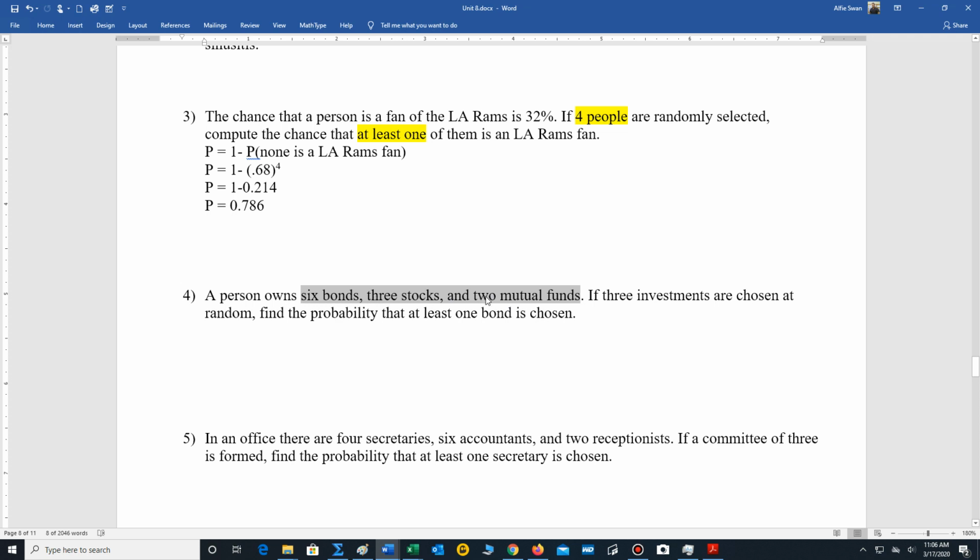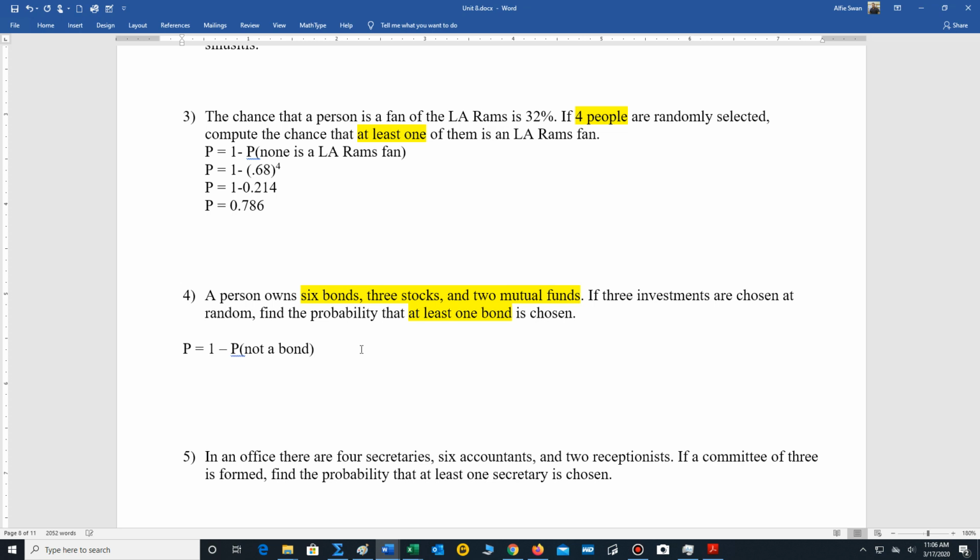That means every time we select an object, we have to remove it from the probabilities. So the probabilities change per selection. So we want to find the probability, let me just highlight this information, of selecting at least 1 bond. Okay, so let's write this down. P is equal to 1 minus the probability that the investment we select is not a bond.